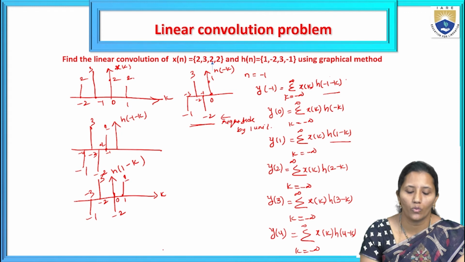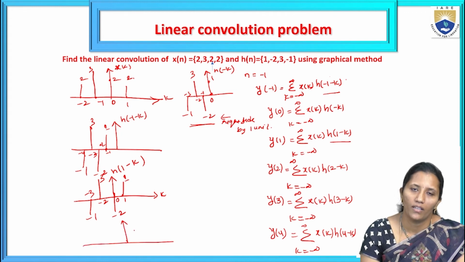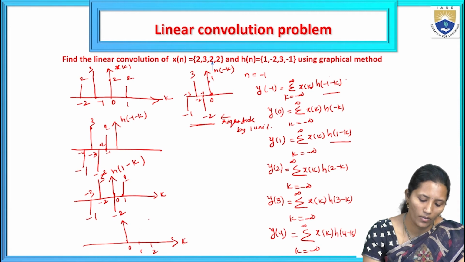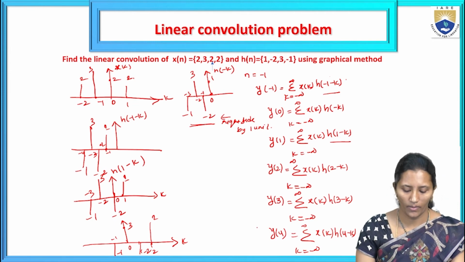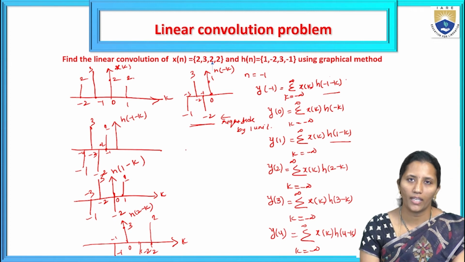To get the h of 2 minus k, again we have to shift the h of minus k to the left side by 2 samples. Otherwise, h of 1 minus k to the left side by 1 sample. So here we will get 0, 1, 2. So it will start 1, minus 2. This is 3 and minus 1. So like that we have to draw all the sample values and we have to multiply the corresponding graphs.